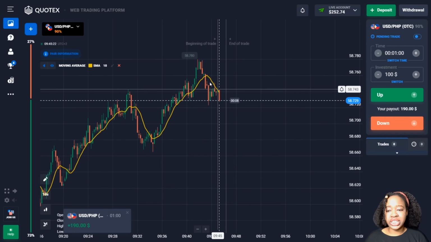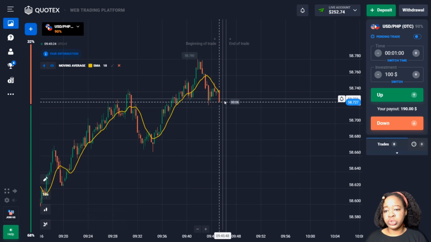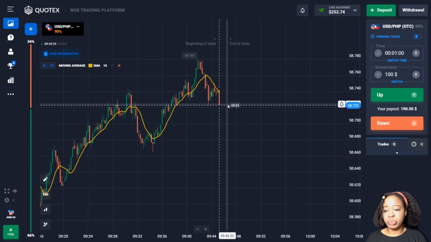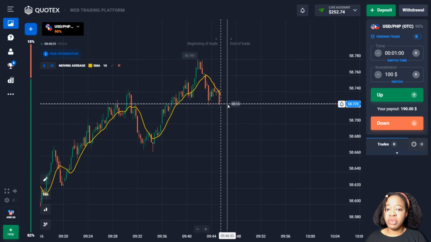This is very interesting, guys, because you can see the price really continued moving down, and I got a very good profit here. So you can see I analyzed everything correctly. The indicator showed me a very good entry point. This is a very good start for my first trade. Let me find more trades.